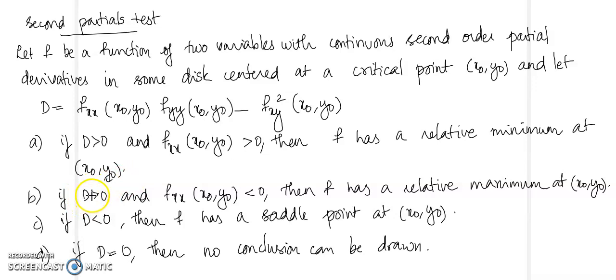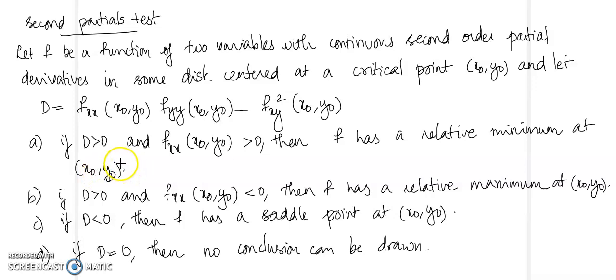And if D is positive and fxx is negative, then the function has a relative maximum at the point (x0, y0). Now if D is less than 0, that will be a saddle point, and if D is equal to 0, then in such a case no conclusion can be drawn. So that is the second partial test.